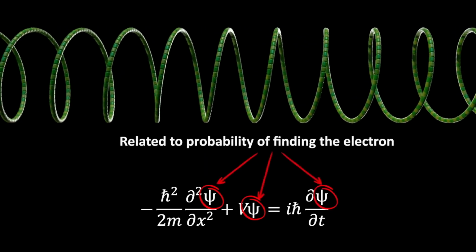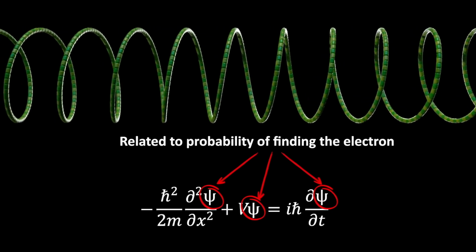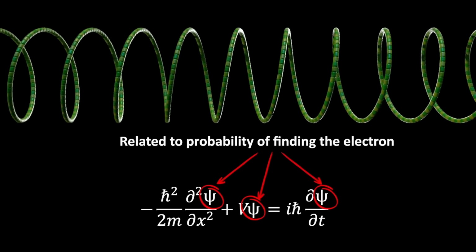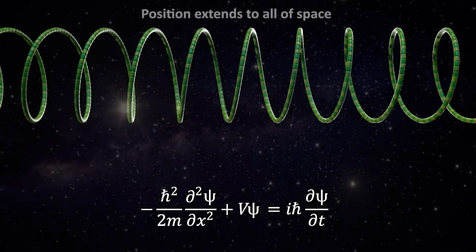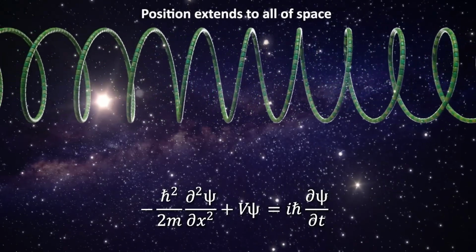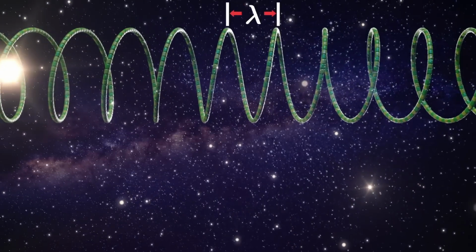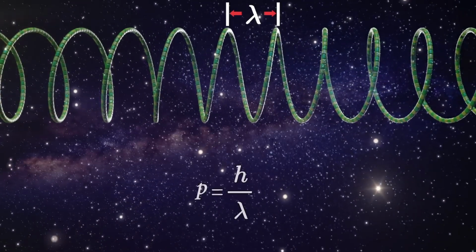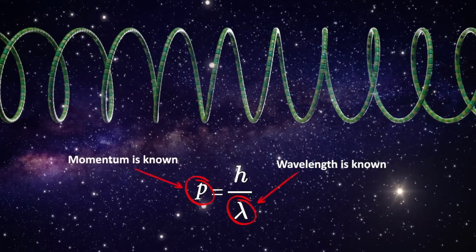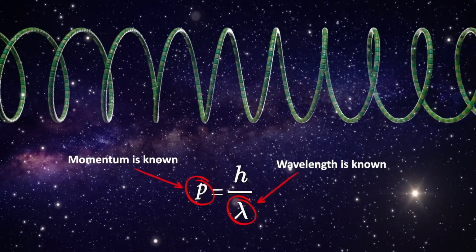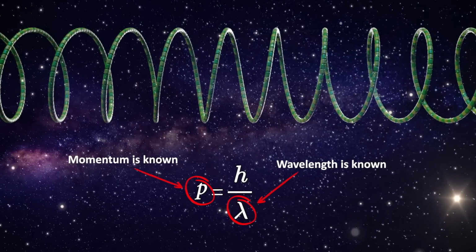And this is related to the probability of finding the electron at any point in space. But a perfect sine wave for the electron spreads that probability throughout all of space. So the position of the electron is completely uncertain. But a perfect sine wave means we know its wavelength. So we would know its momentum quite precisely because of the de Broglie relation, where momentum equals Planck's constant over the wavelength. So in this case, we have an infinite uncertainty in position, but no uncertainty in momentum.